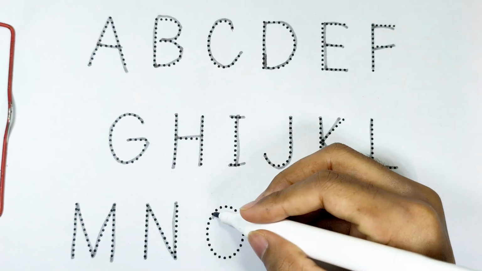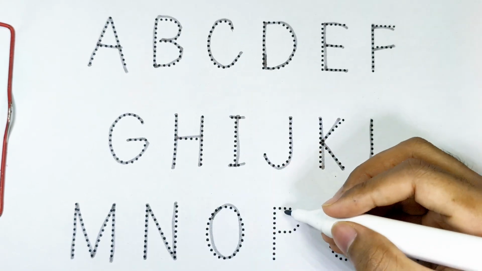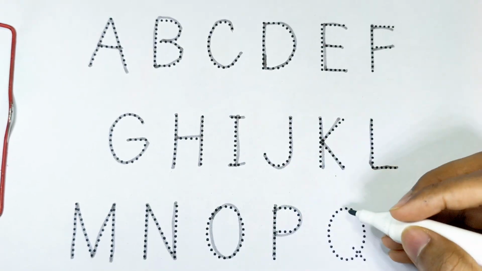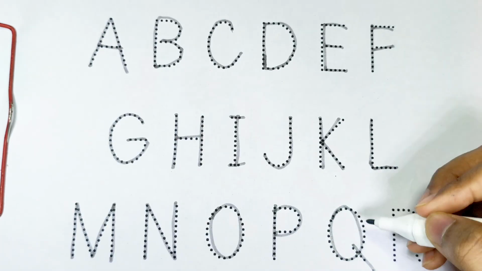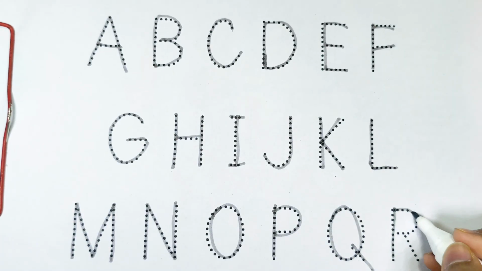The next one is O. O for orange, P for penguin. The next one is Q. Q for queen. The last one is R. R for rose, R for rice.